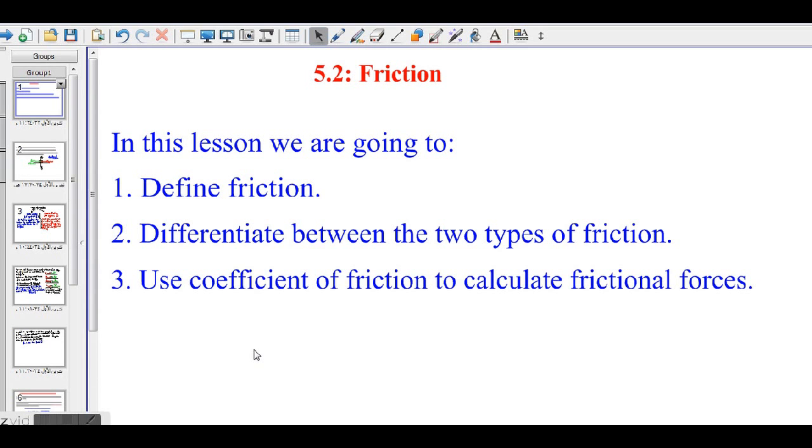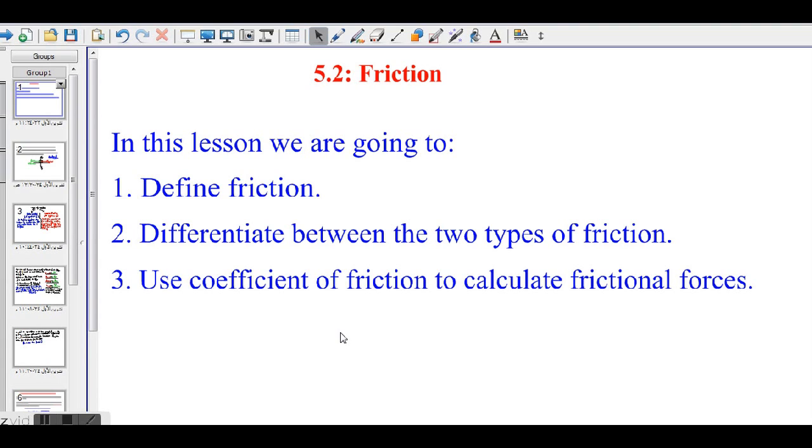Everyone, today we are going to study friction. It's lesson 5.2. In this lesson, we are going to define friction, differentiate between the two types of friction, and use the coefficient of friction to calculate frictional forces.